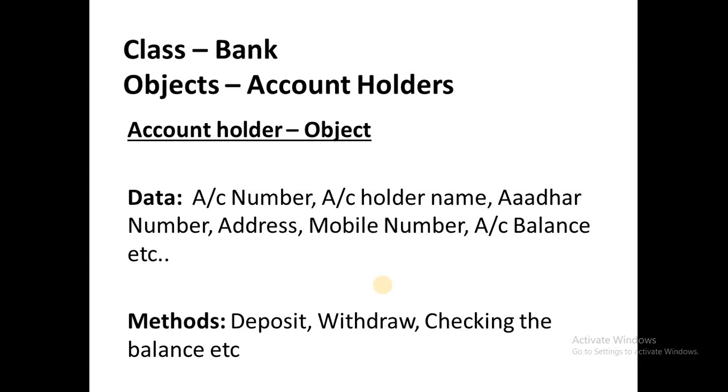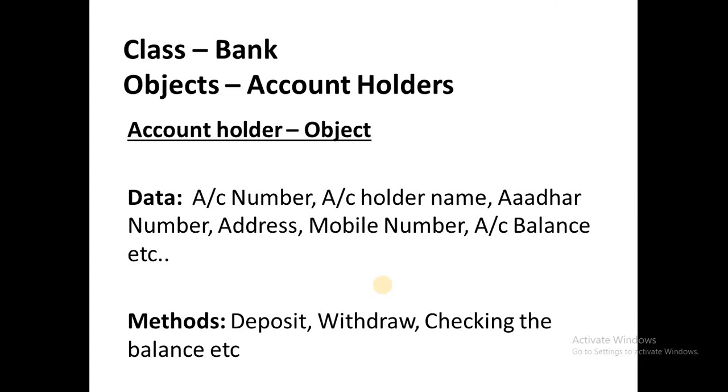If you consider account holder as an example, we can identify two components. One is data of account holder and the other is methods of account holder. Data means properties of account holder, means features of account holder. What are the properties of account holder? Data, maybe account number.